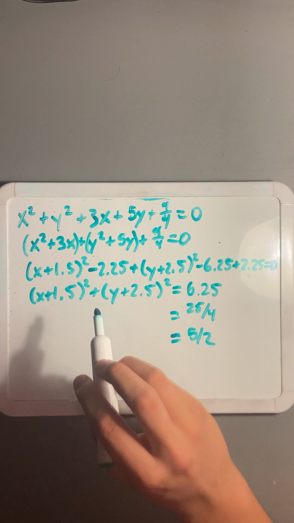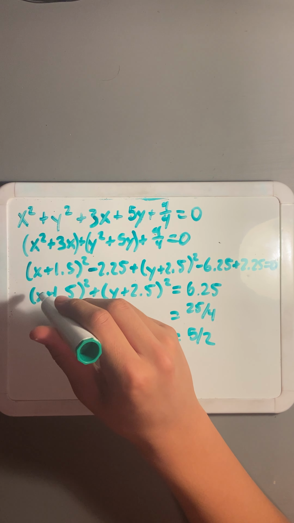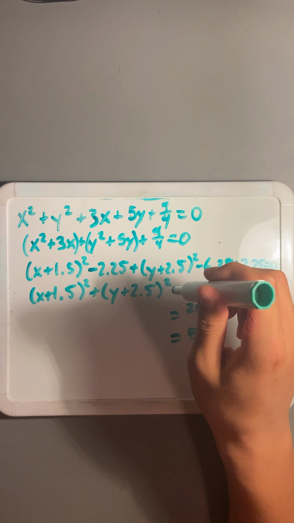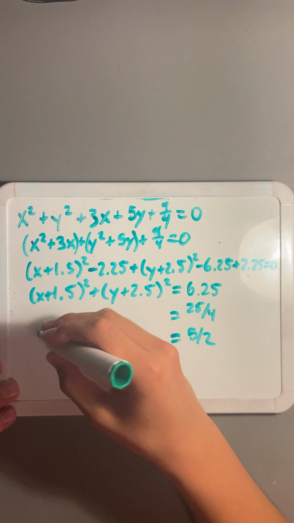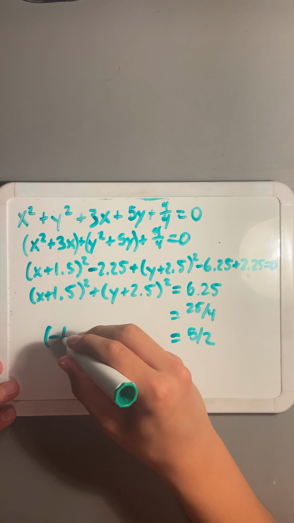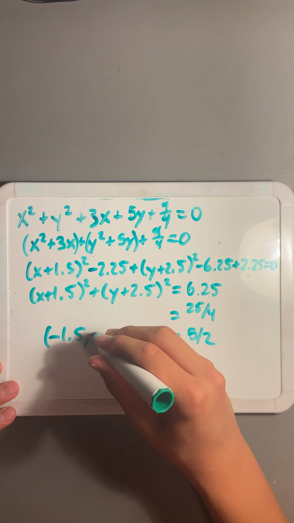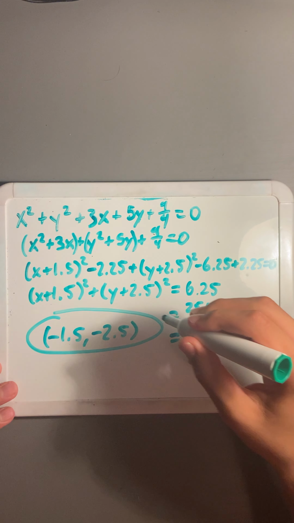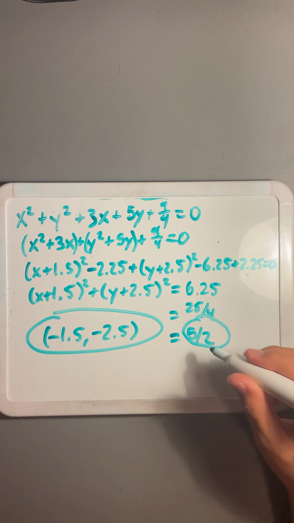From here, we will notice that if we plug in x as negative 1.5 and y as negative 2.5, that will get us the center of the circle. So we'll have x equals negative 1.5 and y equals negative 2.5. So this is our center, and this is our radius.